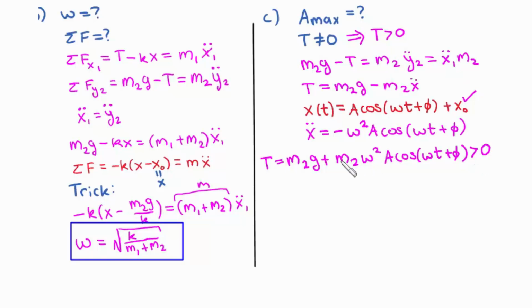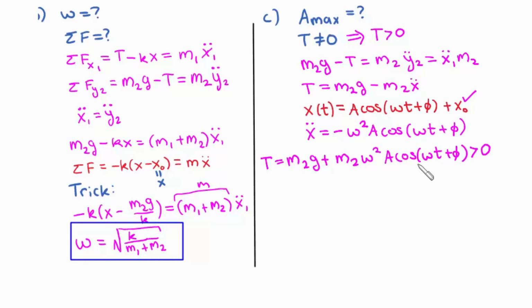My key phrase over here is that my T, my tension, has to always, the key word being always, be bigger than 0. That means that at every single time, no matter what my value for time is over here, this expression is always going to be a positive number which is bigger than 0. So how am I going to do that?